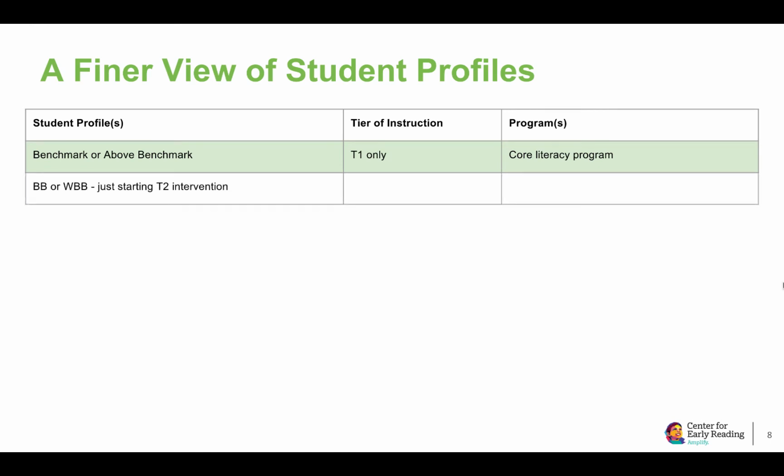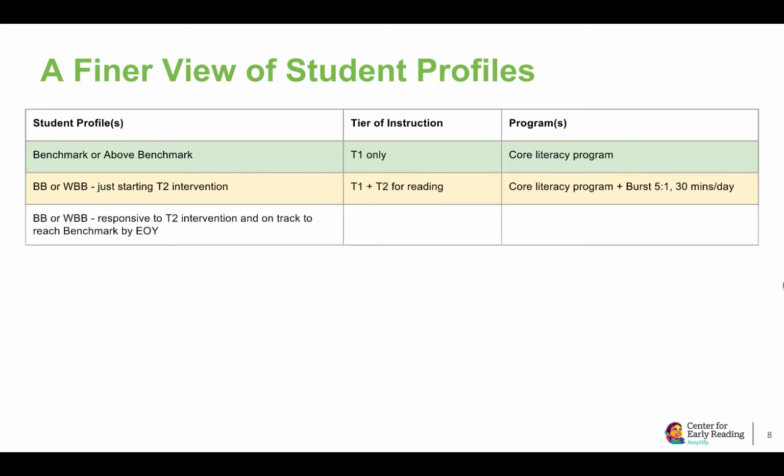What tier of instruction or program would you recommend for a student who is below or well below benchmark and just started receiving Tier 2 intervention? For these students, we need to give them a few weeks of Tier 2 intervention and see how they respond. Tier 2 intervention should be a program in addition to their core literacy program, such as Burst, in small groups of 5 students for 30 minutes daily.